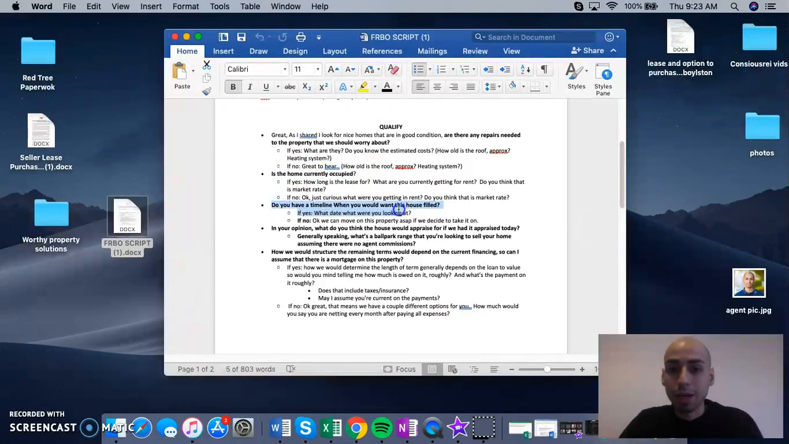All right, so is the home occupied? Do you have a timeline for when you're looking to have this filled? I like to ask that. It's not super important, but I want to know how soon they want to fill the house. Maybe they don't want to fill it until months down the line. Who knows?